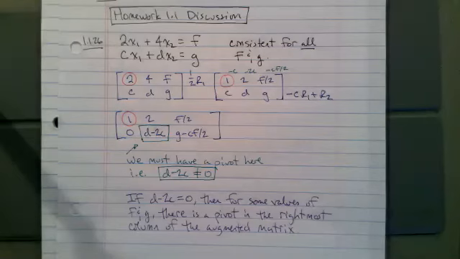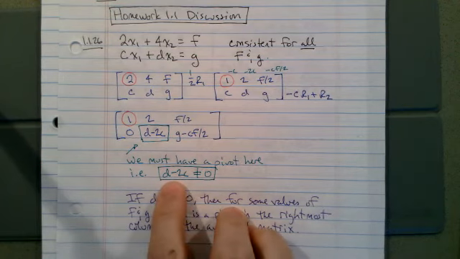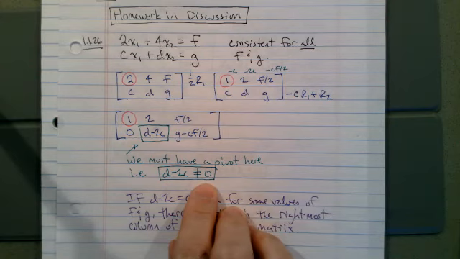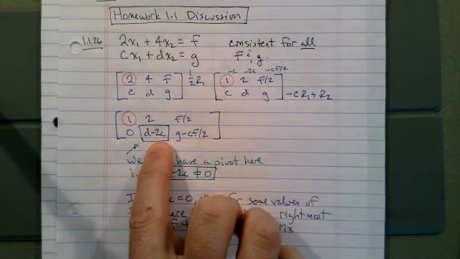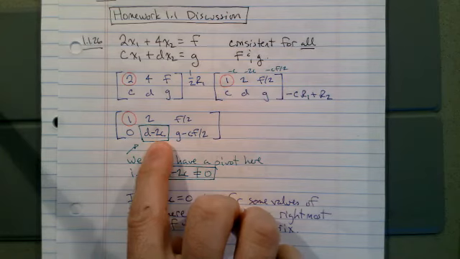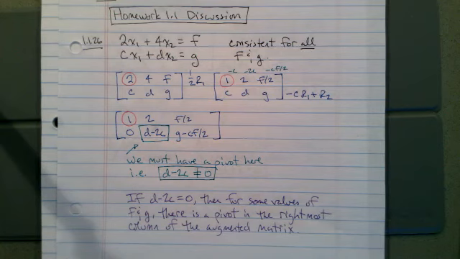That is correct. If d minus 2c is equal to 0 and g minus cf over 2 is equal to 0, then there will be infinitely many solutions. But we were given that this linear system is consistent for all values of f and g. So if we want to guarantee that the system is consistent, then the only way to do that is to force d minus 2c to be non-zero. If we force a pivot here, then we'll always have a solution, which happens to be unique in this case. All right. Thank you.